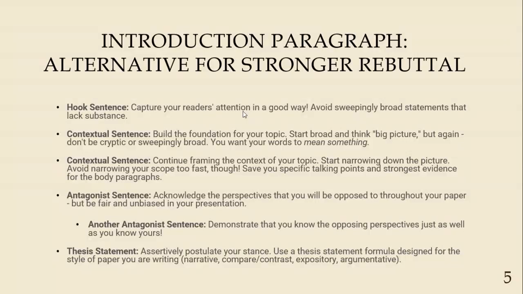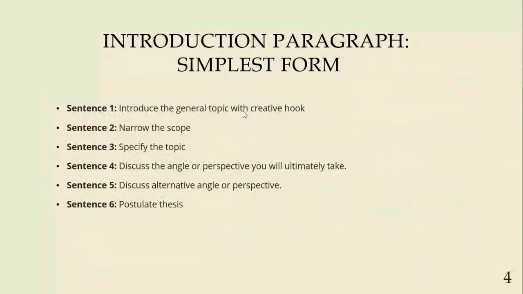An antagonist sentence, so that's acknowledging perspectives or alternatives that may not be something that you agree with, but it's you showing that, hey, I've done my research and I know all the alternatives out there. So it establishes your ethos as a writer. And another antagonist sentence, this one's a little bit different. So I'm going to go back a slide real quick. Here in sentences 4 and 5, we discuss the angle and perspective you will ultimately take. And then in sentence 5, we discuss the alternative angle that maybe you don't agree with.